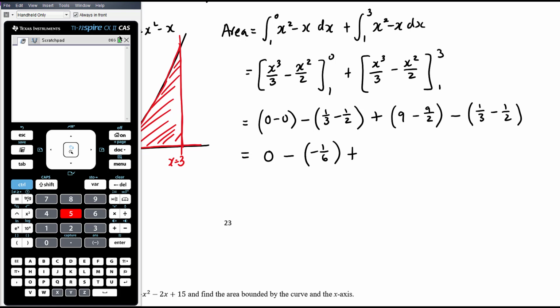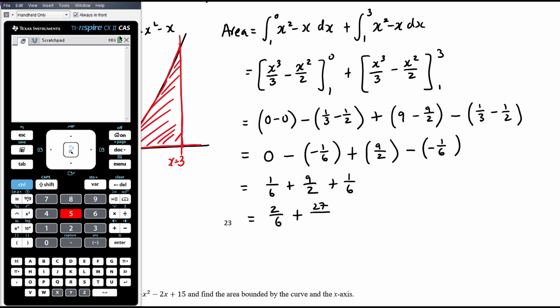Plus 9 minus 9 on 2. 9 is 18 on 2. Take away 9 on 2 is 9 on 2. The other way to think about it is you've got something minus half of that something. So you've still got half of the something left. And then take away, we've already done this subtraction back here, negative 1/6. Okay, so again, 0 minus minus 1/6, that's plus 1/6, plus 9 on 2, and also plus 1/6. Okay, so that's 1/6 plus 1/6 is 2/6. So we've got 2/6. 9 on 2, if we write that as a denominator of 6 as well, that's 27 on 6. And so we've got 29 on 6 square units.